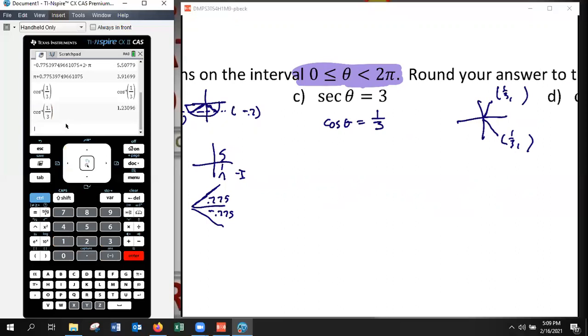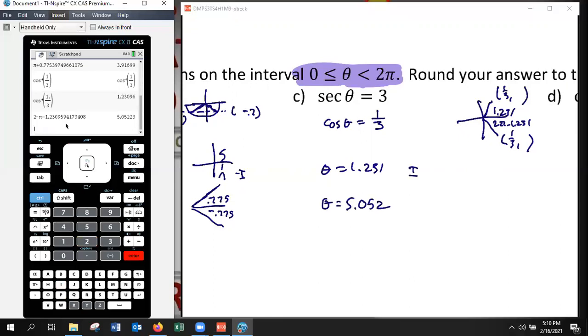And of course, it's going to be 1.231. So theta is 1.231. This video has gone really long. And then how do I come up with the quadrant 4 answer? That would be 2 pi minus 1.231. So if I take 2 pi and I subtract my solution right here, I get 5.052. So that's my quadrant 1 answer, and this is my quadrant 4 answer.